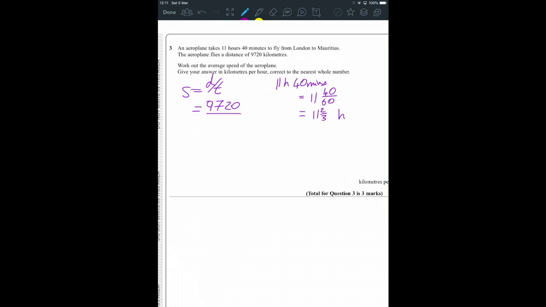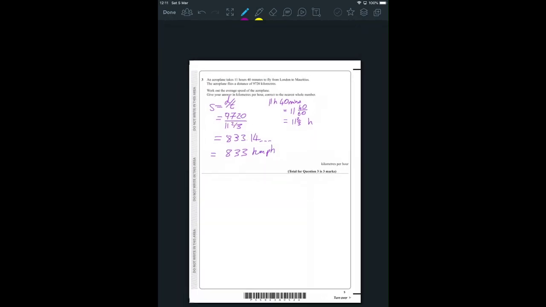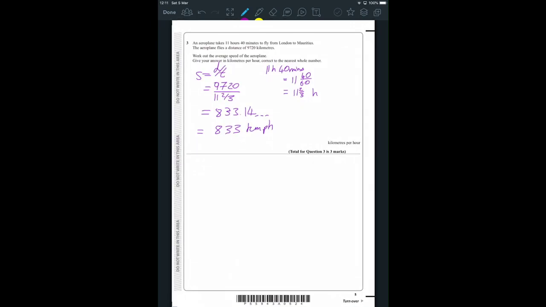9,720 as our distance, divided by 11 and 2/3. Now typing that into our calculator isn't too easy, as we have to use the mixed number option. And that comes out as quite an unpleasant decimal. But it says to the nearest whole number, so 833 kilometers per hour. That seems reasonable for an aeroplane. We're expecting them to be really quite fast.